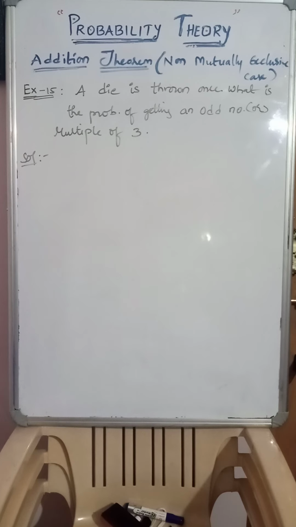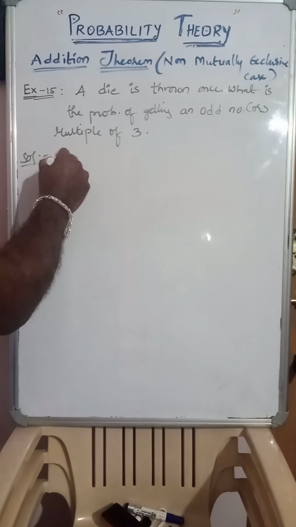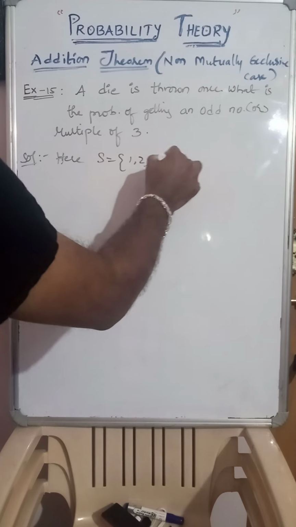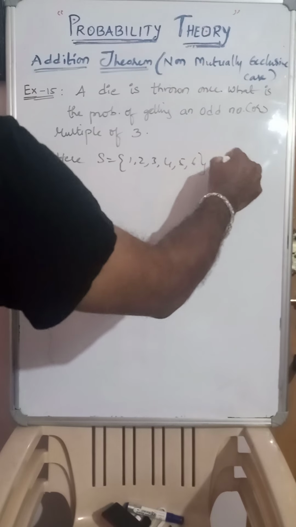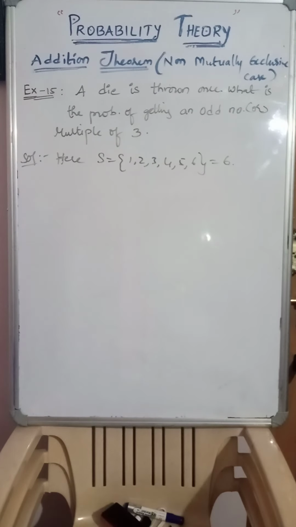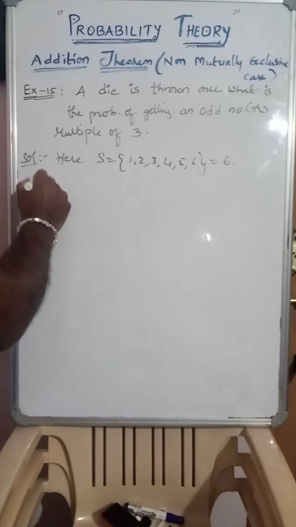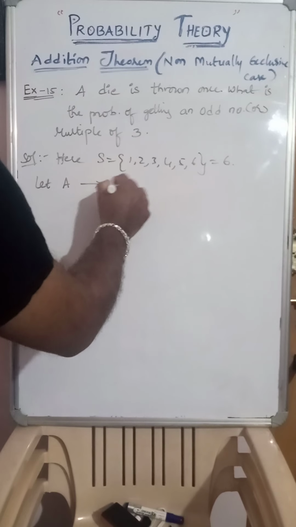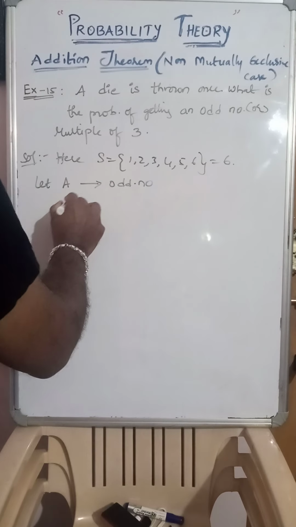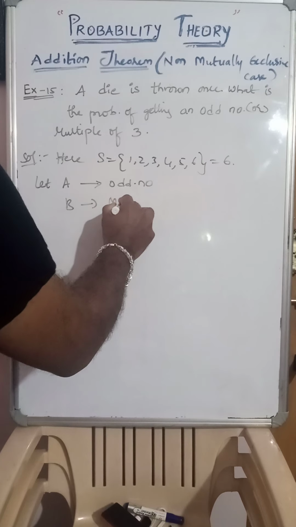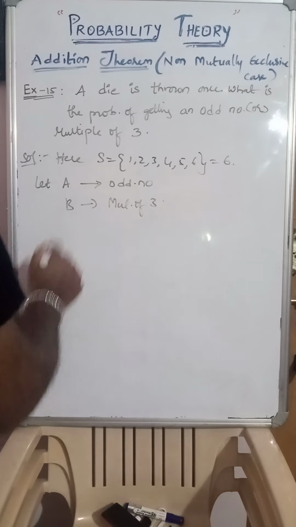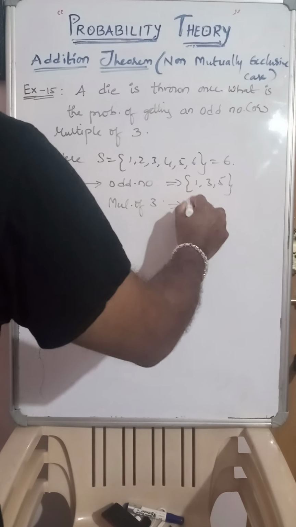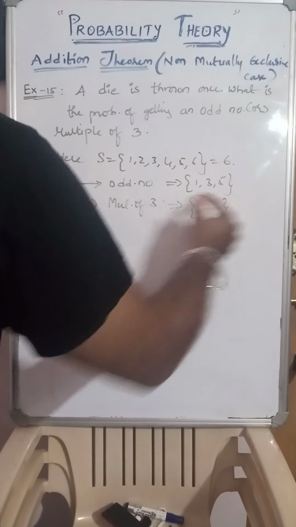First write down the events. Before that, the sample space: 1, 2, 3, 4, 5, 6. Therefore, the exhaustive number of cases is 6. Let A be an event of getting an odd number and B be an event of getting a multiple of 3. Therefore, the favorable cases are 1, 3, 5. And here, multiples of 3 are 3, 6.